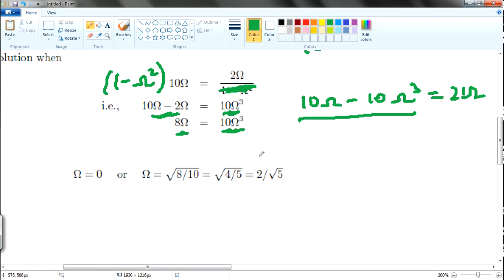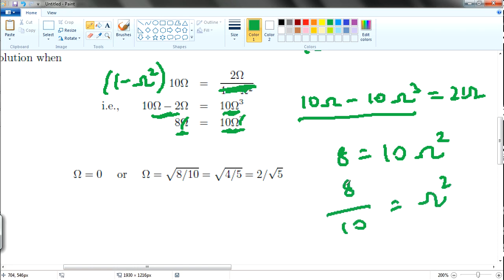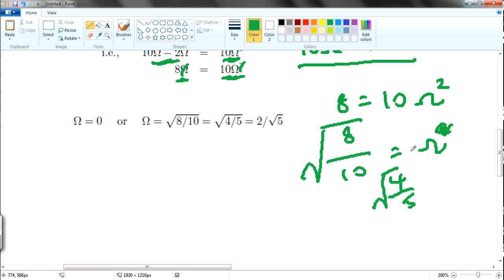With this, you can cancel. So I have 8 equals 10 omega square. Therefore, if I bring this 8 over and the 10 down, omega square, and then take the square root, I'll have the square root of 4 over 5. In another case, if you want to simplify further, I can factorize out the 2. So I actually have 2 over square root 5.